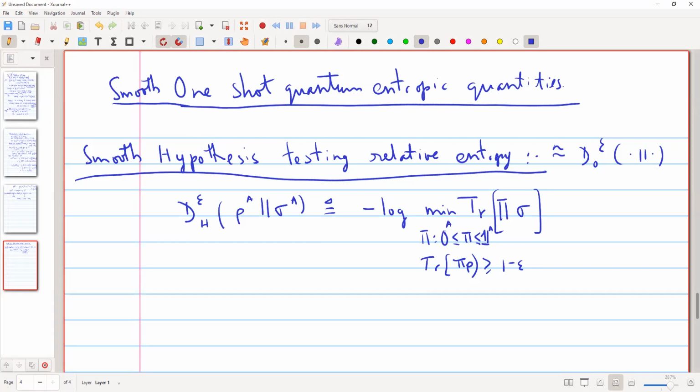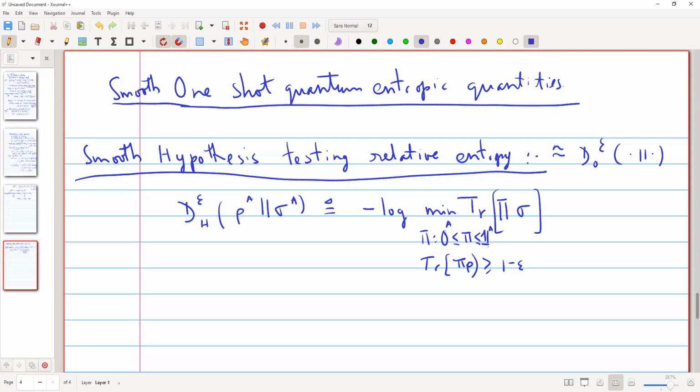Pi less than or equal to identity means that identity minus pi is also positive semi-definite. Pi is positive semi-definite, so its eigenvalues are all greater than or equal to 0. And saying that pi is less than or equal to identity means all the eigenvalues are less than or equal to 1. Now recall the classical definition.